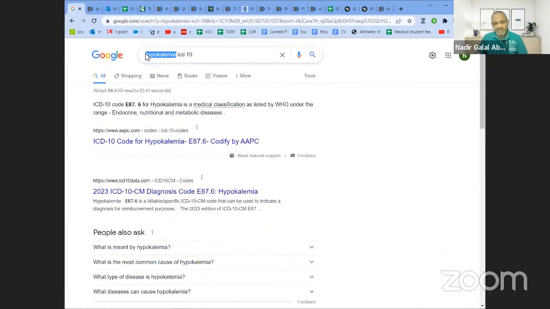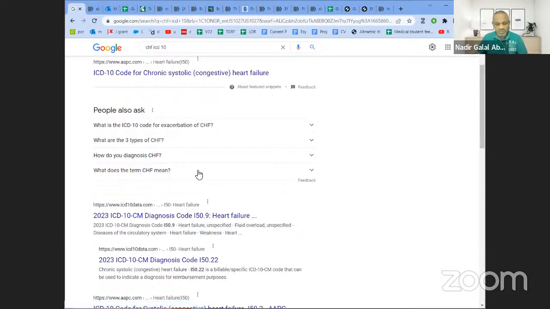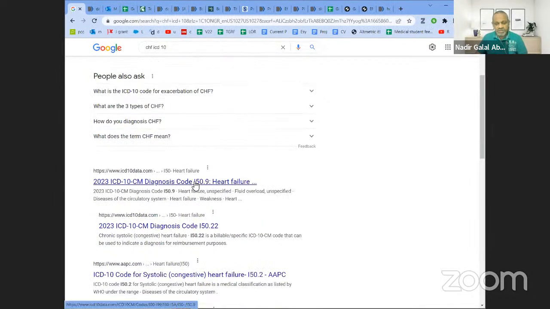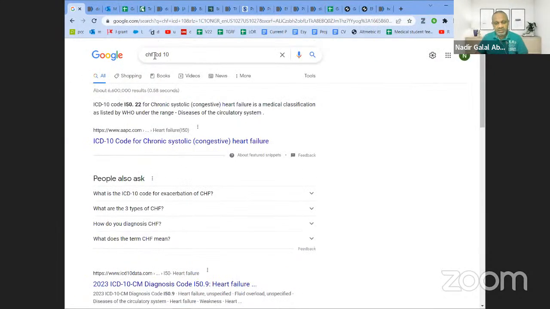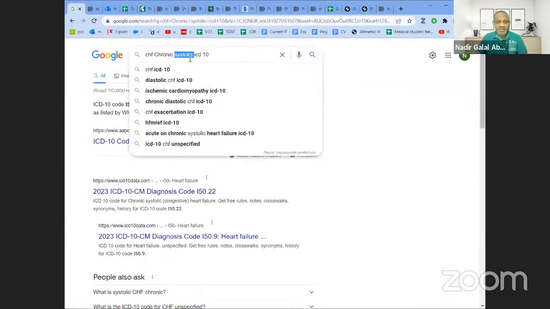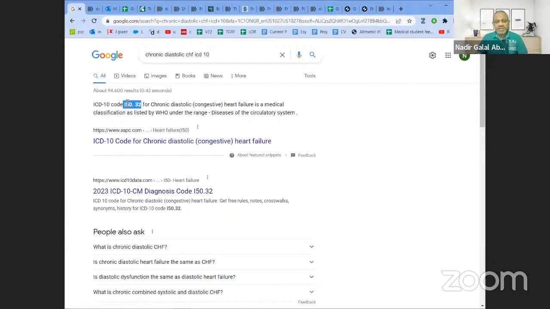If I have, as she mentioned, congestive heart failure, it's going to be a huge list of diagnoses. Then the first one is like I-50, and then depending on what's next, it will tell me the details of that. If it's chronic, for instance, it will be 2-2, chronic systolic. If it's chronic but diastolic, let's say here, this will be the 52-2. But if I change this to diastolic, it will be 3-2. So this is what she was referring to.